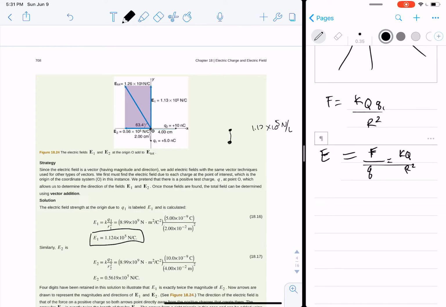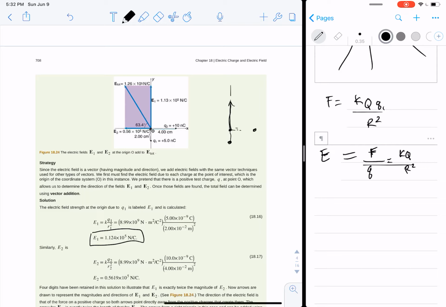Now we can represent that strength with a direction and an arrow. This vector shows that the length of the arrow corresponds to the value of 1.13 times 10 to the 5th, and it's pointing straight up. That means if you put a charge here, that's the direction the force would act. So that's our first charge, and now we're doing the second charge, which is over here. It's 10 nanocoulombs, and it's 4 centimeters away.